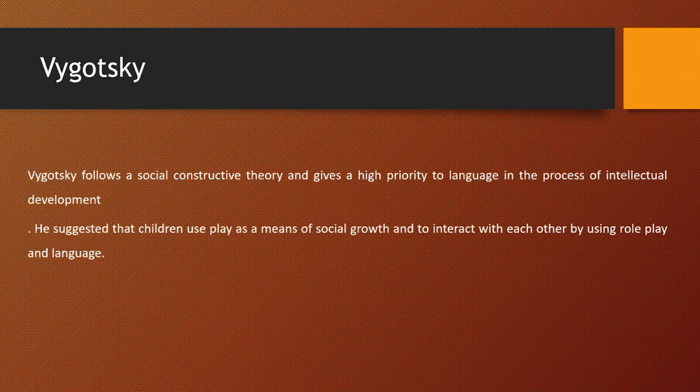The second theory that we look at is Vygotsky's theory. Vygotsky believes that knowledge is constructed through social interaction. So he speaks about social constructivist theory, and this gives a high priority to language in the process of intellectual development. He suggested that children use play as a means of social growth and to interact with one another by using role play and language.